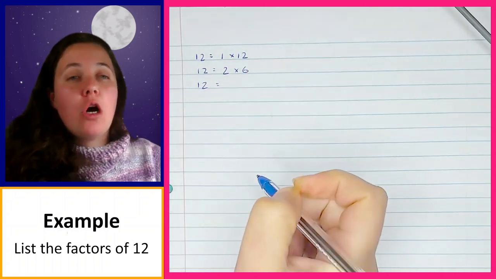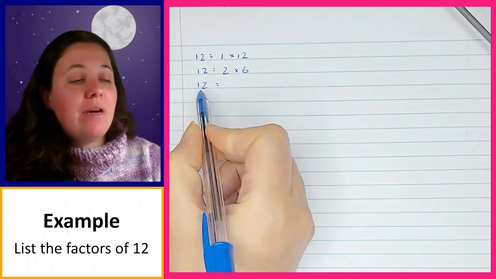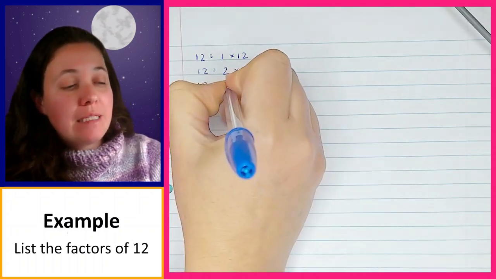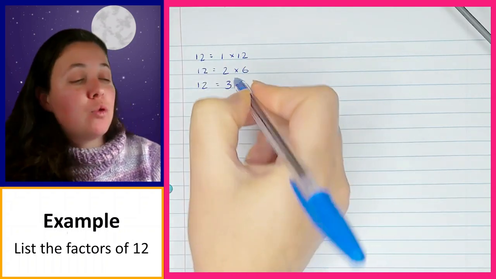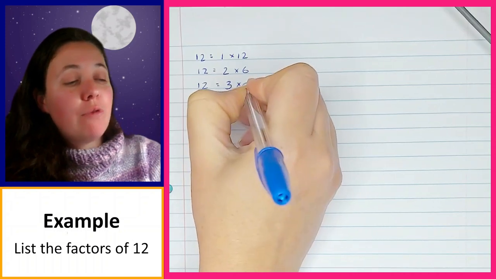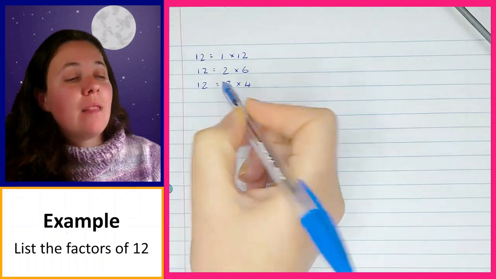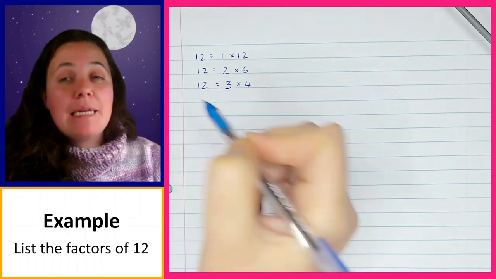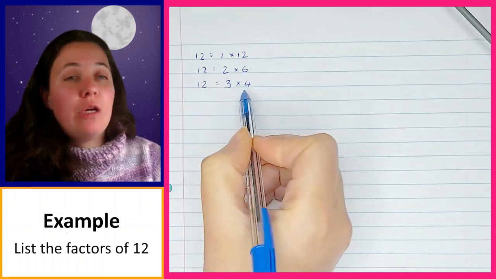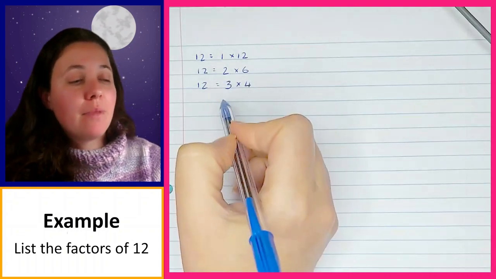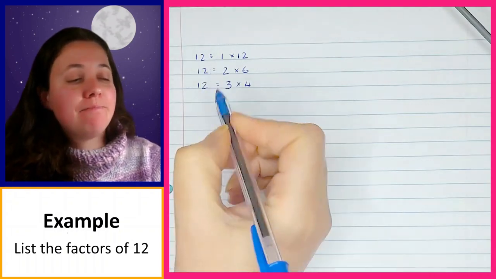My next number after 2 is 3. And if I divide 12 by 3, it also works, which means that 3 is also a factor. When I divide 12 by 3, I get 4. So I could also write 3 multiplied by 4 is equal to 12. Then my next number after 3 is 4, which I've already got over here. So now I can stop, because I've got the start of all my factor pairs.